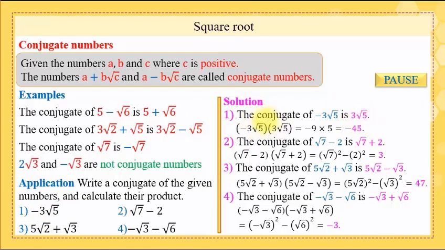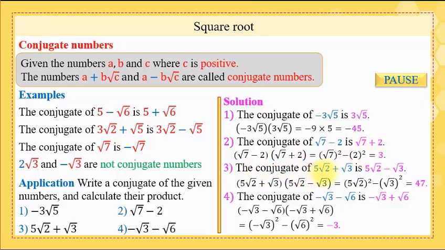And we multiply these two numbers to get minus 45. The conjugate of radical 7 minus 2 is radical 7 plus 2. Here we change the sign of 2. Of course, we can keep the sign of 2 minus, but change the sign of radical 7. Here you can choose either of these two numbers to change its sign, and it is not necessary to change the sign of 2. Then we multiply these two numbers and get 3.